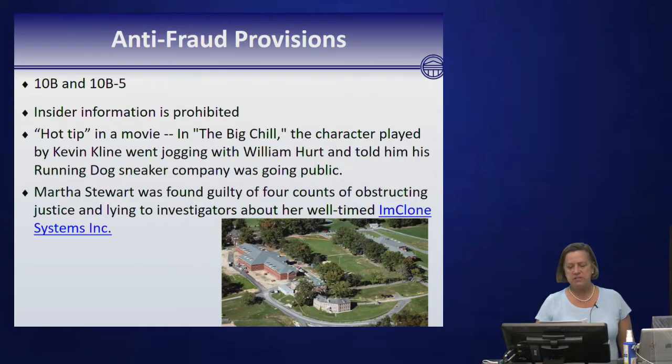The anti-fraud provisions of 10b and 10b-5, fraud is virtually any untrue statement of material fact. Fraud can also include an omission. So if you leave out a statement that should be included, remember, for there to be fraud, there needs to be scienter or intent to deceive, but scienter can be satisfied by reckless disregard for the truth. So if you are convicted under 10b or 10b-5, there's a possibility not only of fines, but imprisonment as well.